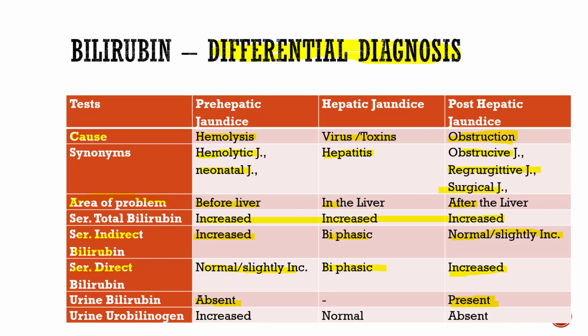The urine urobilinogen will be increased based on the increased hemolysis in prehepatic jaundice. It will be normal in hepatic jaundice and it will be absent in the post-hepatic. Why is it absent in post-hepatic jaundice? Due to obstruction, the bilirubin is not reaching the small intestine, so it cannot be converted to urobilinogen by the bacteria in the intestine.